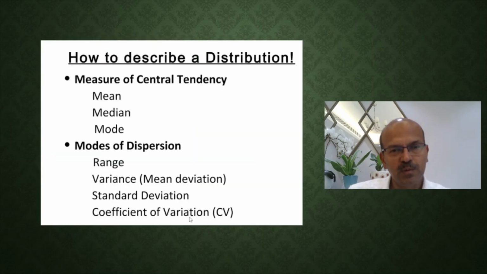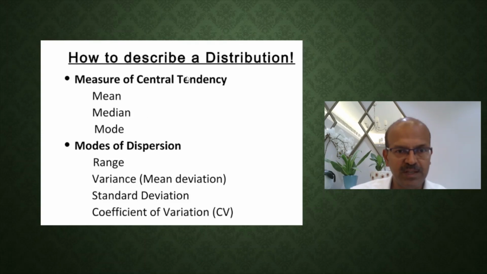So when we talk of a distribution, which is how a particular problem is in the population, we can describe it in many ways. So we have a measure of central tendency. We can use the mean, median or mode. We will discuss that. And in terms of measures of dispersion, we have range, variance, which is mean deviation, the standard deviation, and the coefficient of variation. So these are all measures of dispersion of a particular distribution.